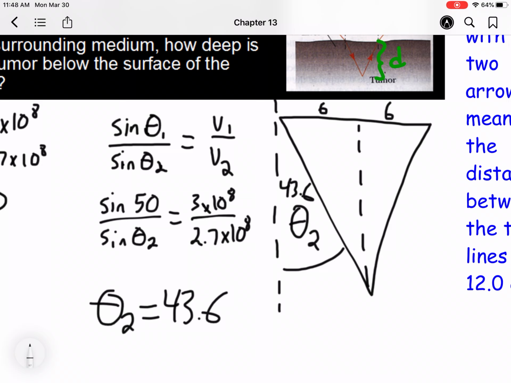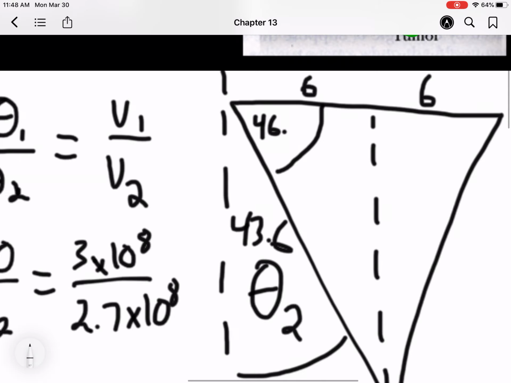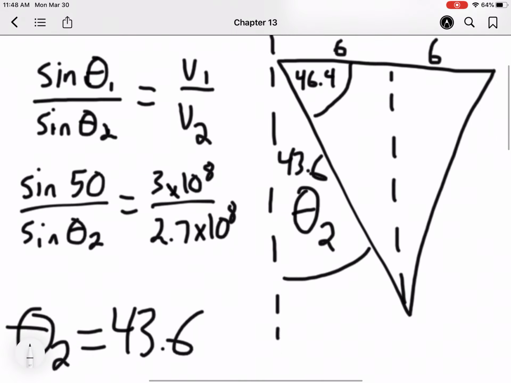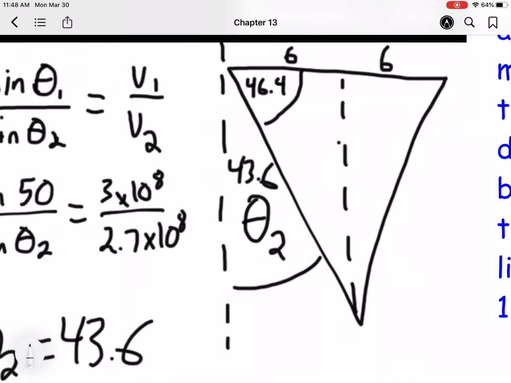So how might I find this angle here? Well, we're going to take 90 and subtract 43.6, and so this is 46.4. So that angle there is 46.4. Remember, what is the question asking for? Well, it's asking for this. This is what it's asking for, that length there, right?